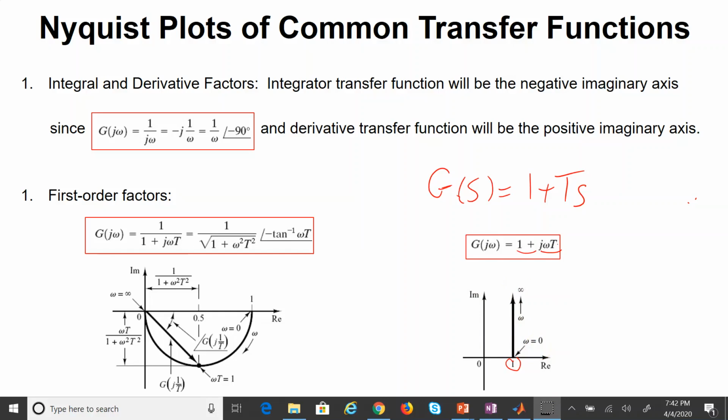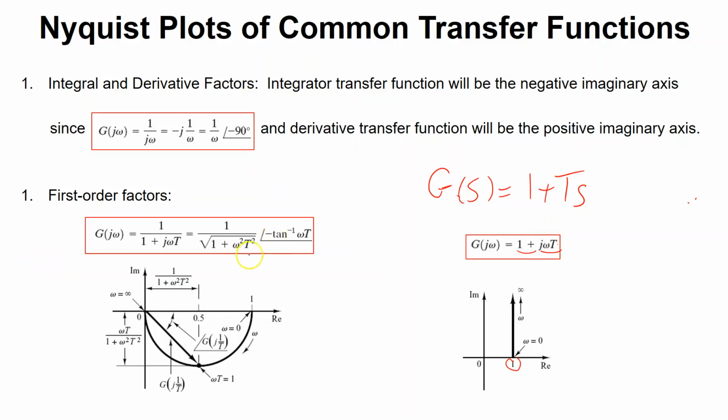Now, on the other hand, if 1 plus Ts is in the denominator, the graph will be completely different, because now what you have is 1 over 1 plus j omega T, and the magnitude of that is, of course, 1 over the square root of 1 plus (omega T) squared. And the angle of that is the angle of the numerator, which is 0, minus the angle of the denominator, which is tangent inverse of omega T. So basically, this is going to be your magnitude, and this is going to be your angle.